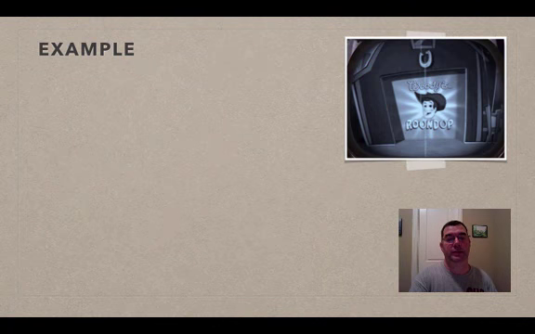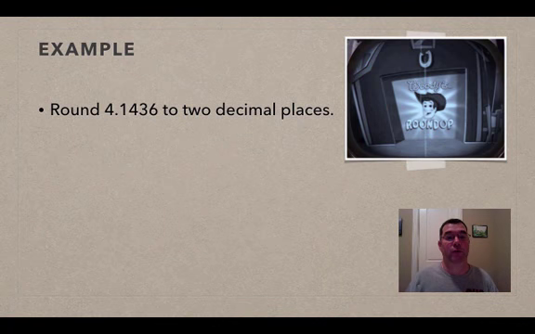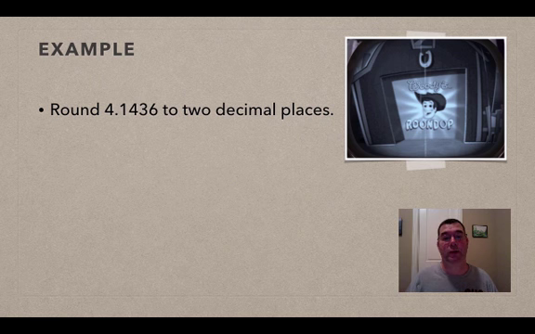All right, another example is if I have 4.1436 and I want to round that to 2 decimal places. So I'm not rounding it to a certain place value anymore. I'm rounding it to a certain number of decimal places. So that means I only want 2 digits after the decimal point, the 1 and the 4, which could possibly be a 1 and a 5.